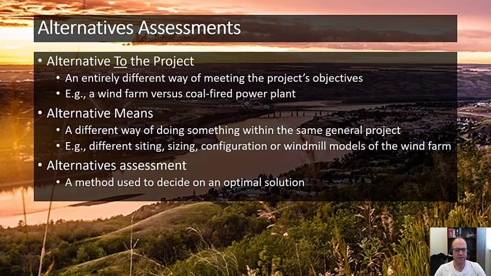Alternative means, on the other hand, is a different way of doing something that is within the same general type of project. This can be a different siting or location, different sizing, different configuration. For example, if you're doing a wind farm, it would mean maybe using different models of windmills or other aspects of the project that don't radically change the overall project, but make minor changes within that project. I'll talk about some of the legal basis for having to do these shortly.